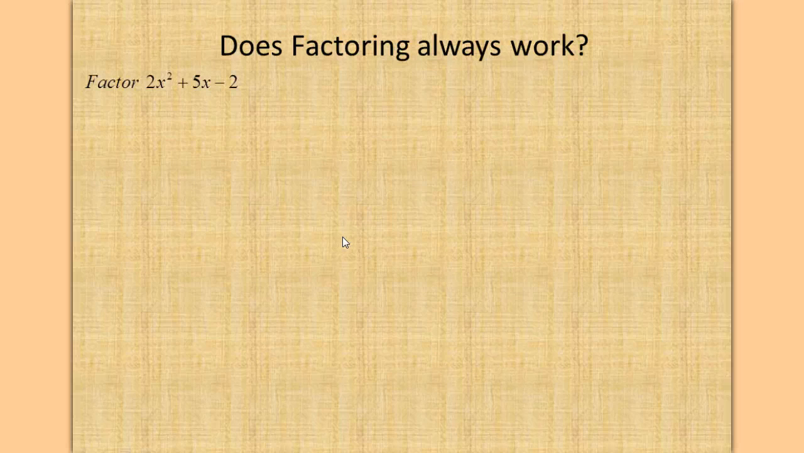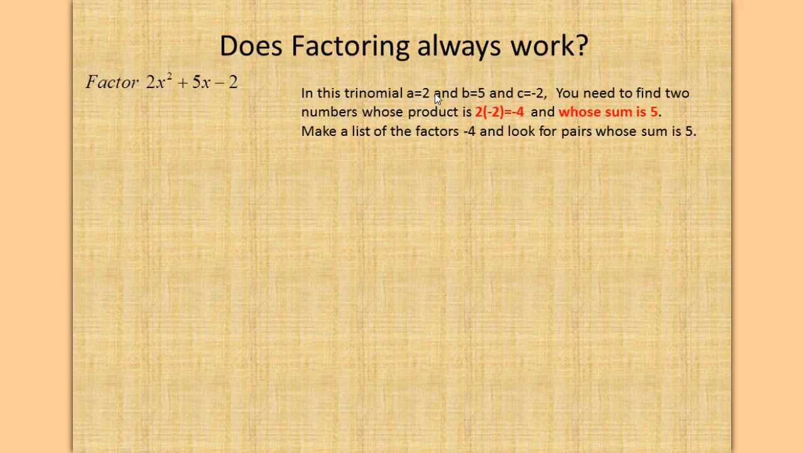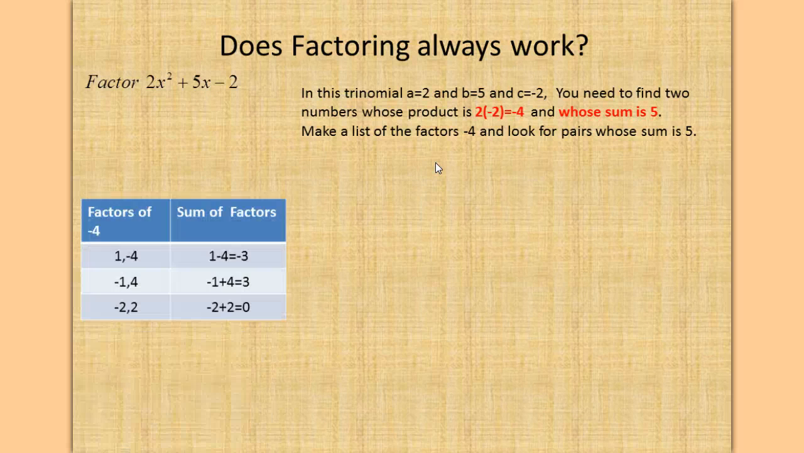Okay, does factoring always work? Let's see. 2x squared plus 5x minus 2. In this trinomial, a equals 2 and b equals 5 and c equals minus 2. You need to find 2 numbers whose product is 2 times minus 2, which is minus 4, and whose sum is equal to 5, the middle term. Make a list of the factors of minus 4. Look for pairs whose sum is 5, okay?